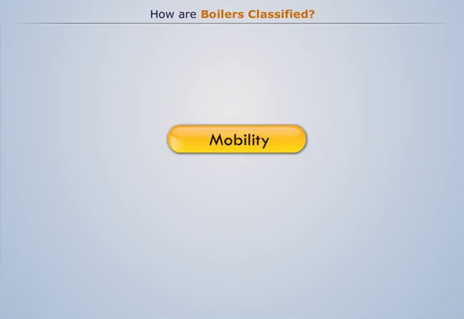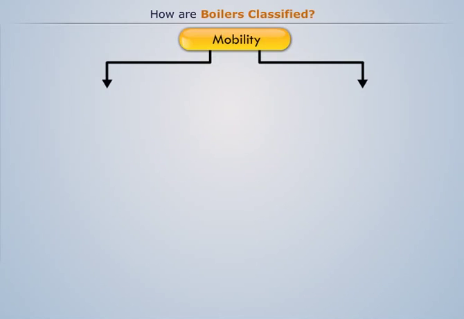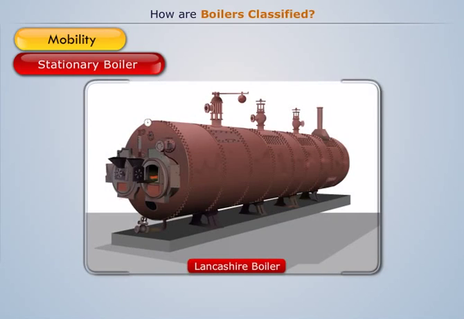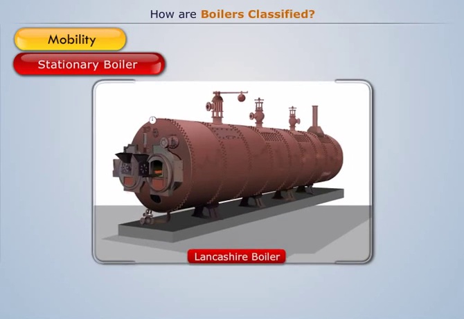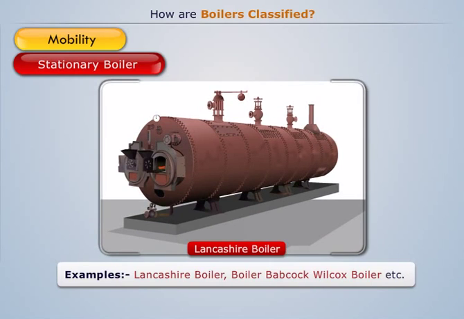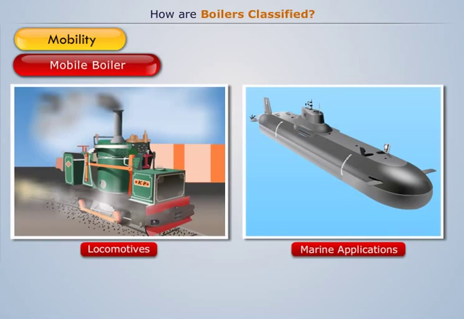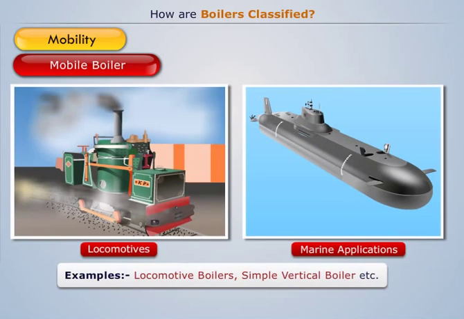Mobility. On the basis of mobility, boilers are classified as stationary boilers and mobile boilers. Stationary boilers are generally employed in steam power plant and processing plants. Some common examples of such boilers are. Mobile boilers are generally employed in the locomotive and marine applications. Some common examples of such boilers are.